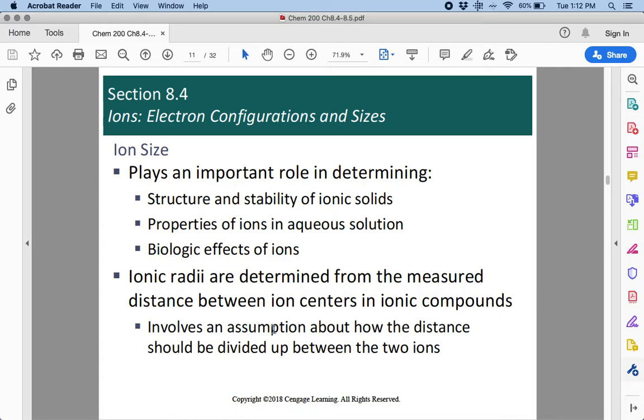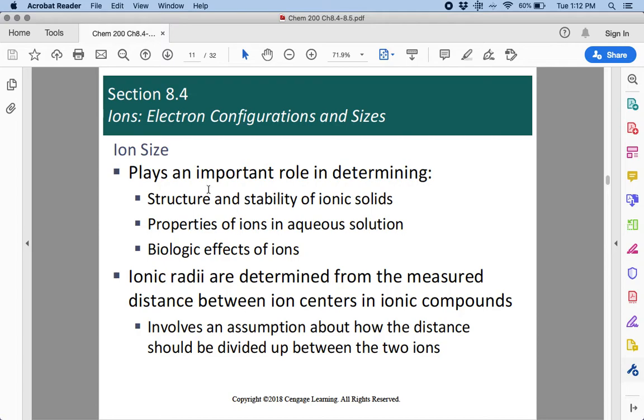The first new thing we're going to talk about is ion size. This is very, very similar to what we did when we had atom size, but now we're talking about the ions. If we're talking about a cation, we're talking about the size of the atom after it's lost 1, 2, 3 electrons, and if we're talking about an anion, we're talking about the size of the atom after it's gained 1, 2, 3 electrons, right?